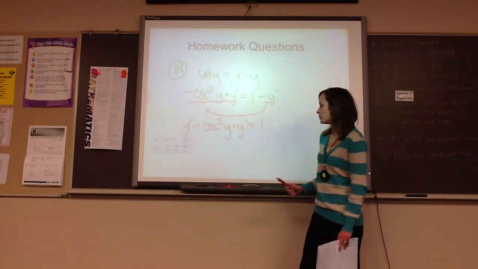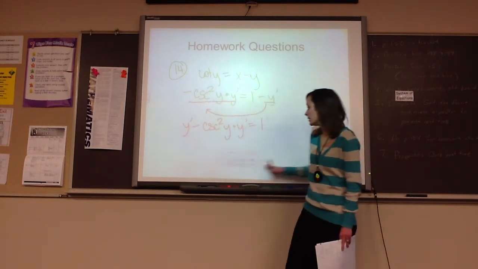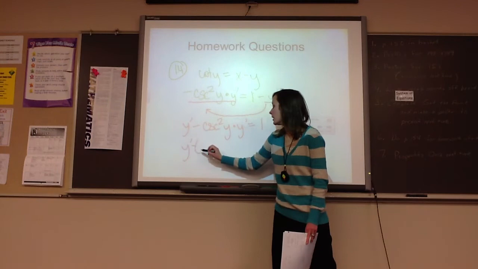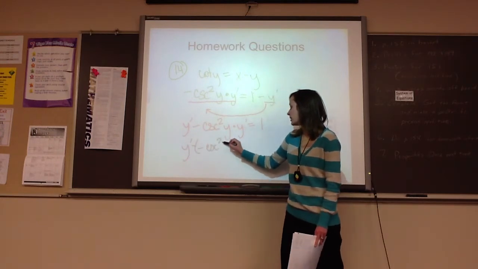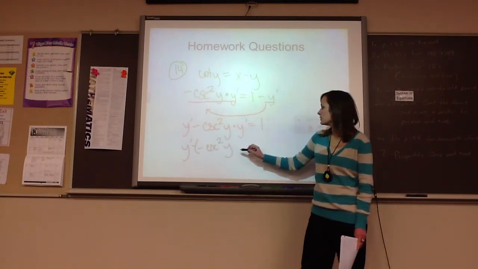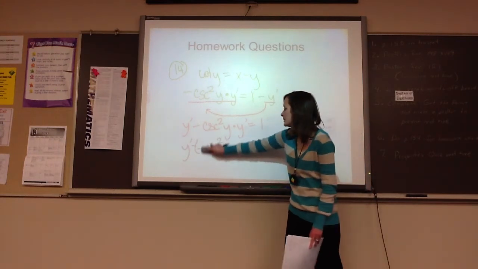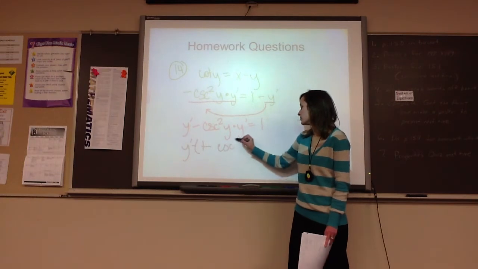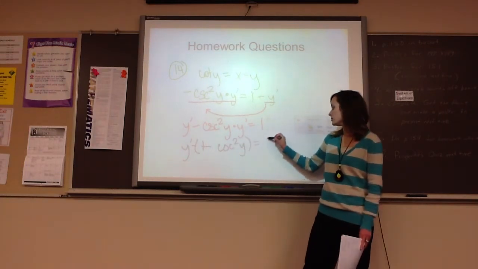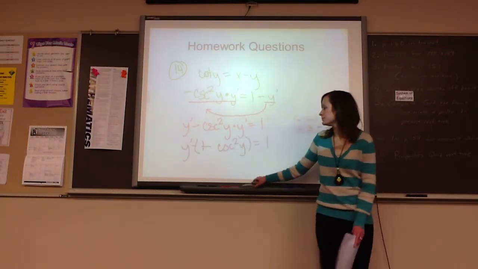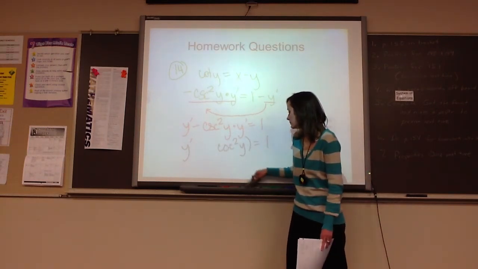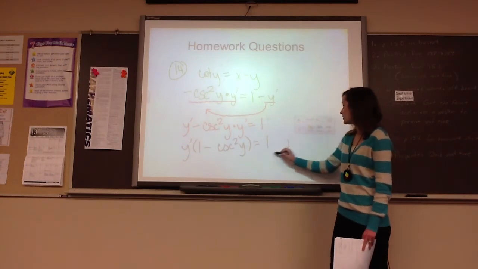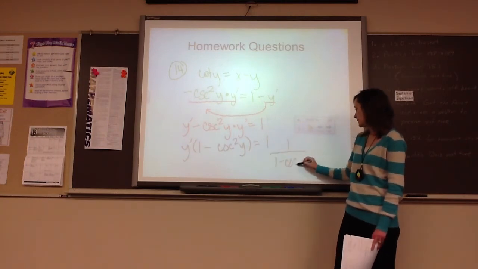All right, what do both terms have in common? Okay, so now we factor out y prime. And we get negative cosecant squared y. Oh, I forgot my 1, didn't I? So 1 minus cosecant squared y equals 1. Then what do you do? Okay, divide by the parentheses. So we get y prime equals 1 over 1 minus cosecant squared y.